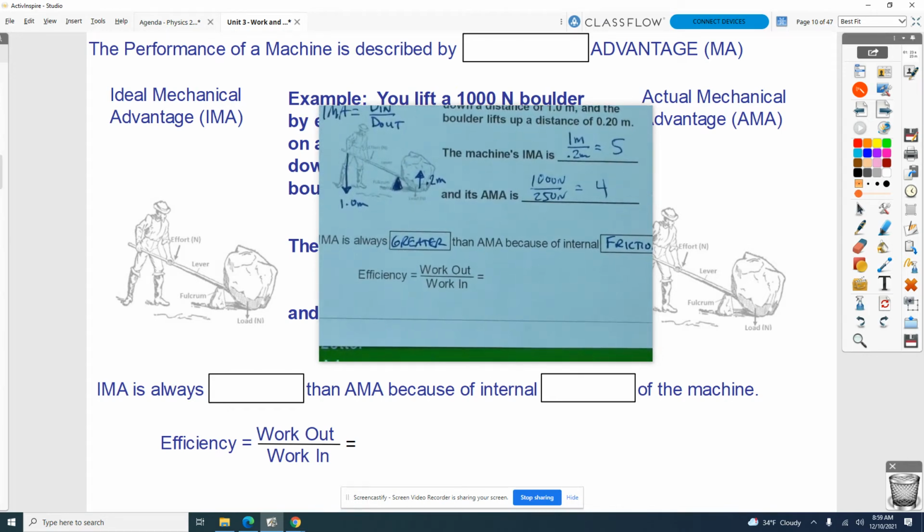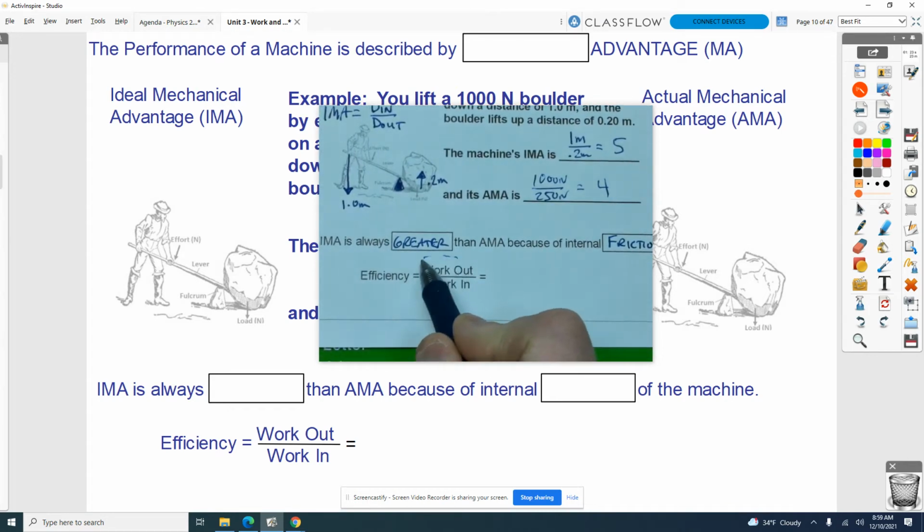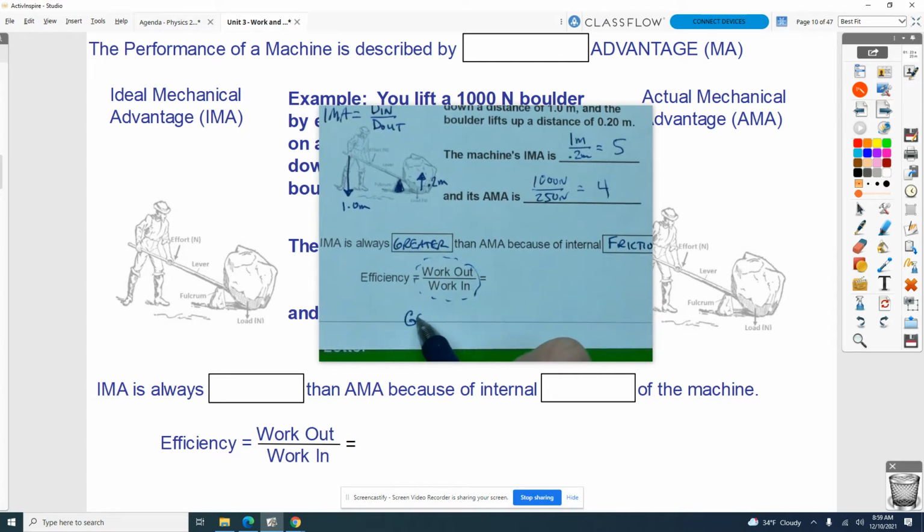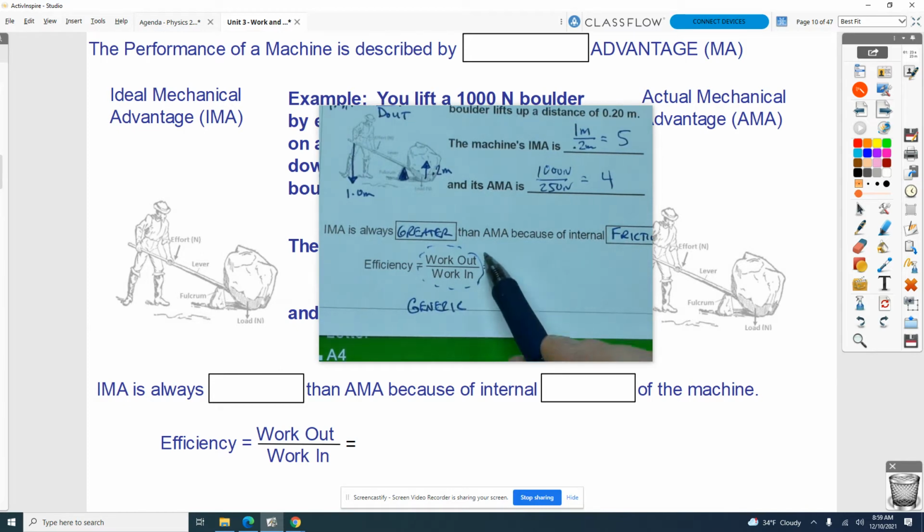And so efficiency, always by definition, this is a very generic definition. We can use this for any kind of process. So how much do we get out versus how much do we put in? It could be studying for a test.